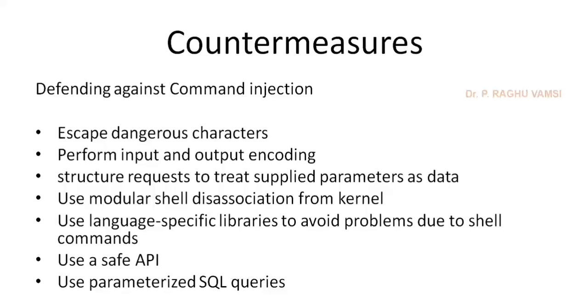Next is use language specific libraries. So don't use generic libraries; only use language specific libraries. That means if you are using PHP for developing the web application, only use PHP specific libraries. Don't take generic libraries and implement them. And perform input and output encoding. As we have seen previously, various encoding schemes like URL encoding, HTML encoding, Unicode encoding, UTF-8 encoding, and base64 encoding. These kinds of encoding schemes you are supposed to adopt.